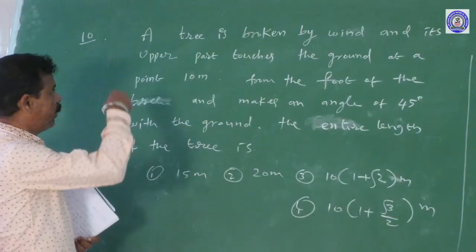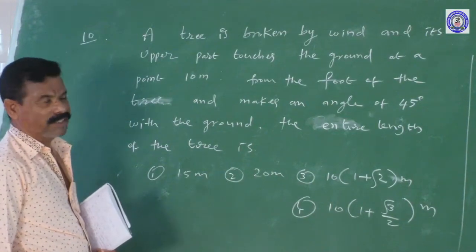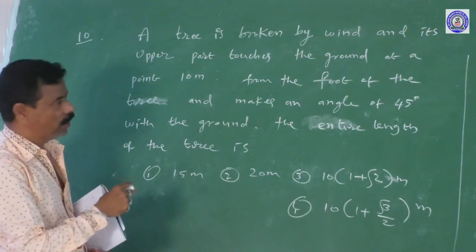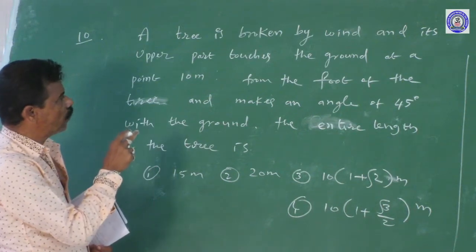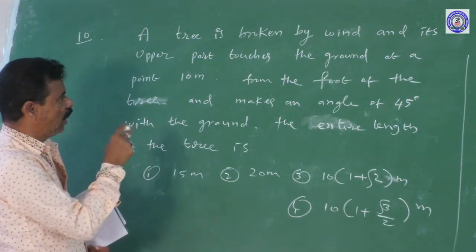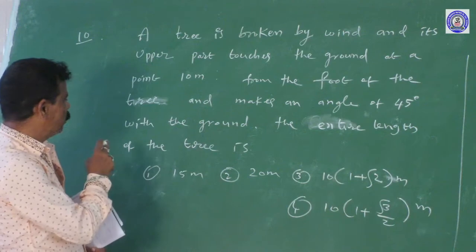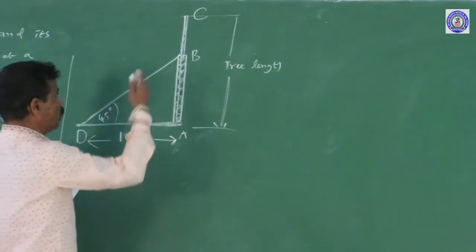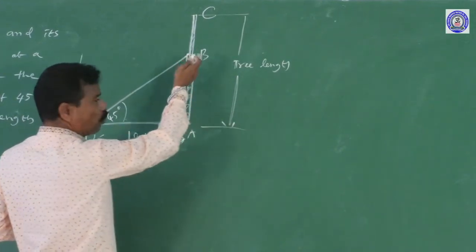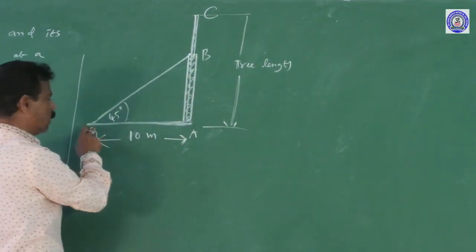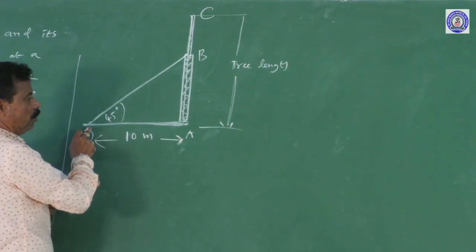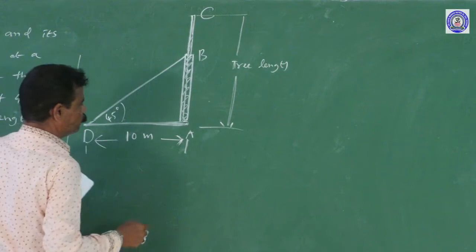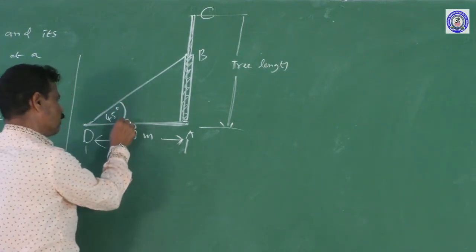A tree is broken by wind and its top touches the ground at a point 10 meters from the foot of the tree and makes an angle of 45 degrees with the ground. The entire length of the tree is? Because of wind, this tree broke and fell down on the ground at a distance of 10 meters from the point, these points. Here 45 degrees.